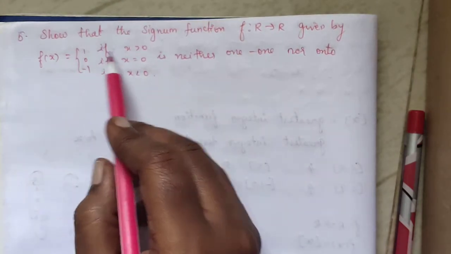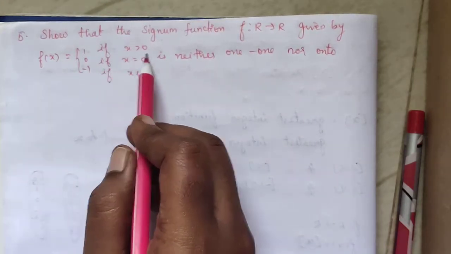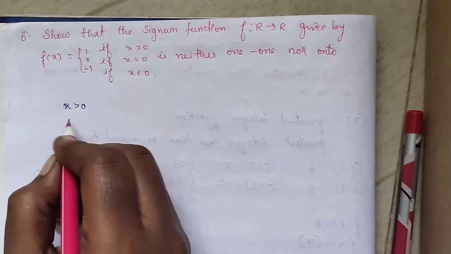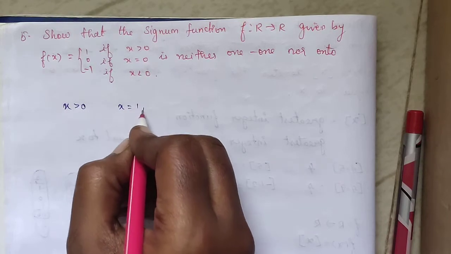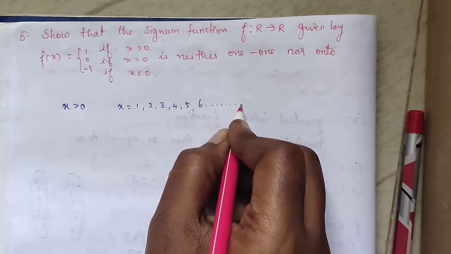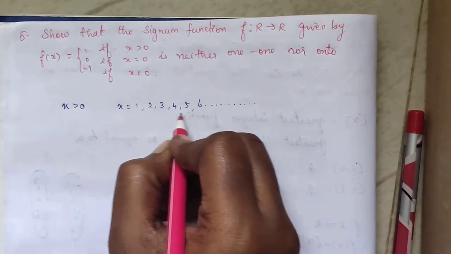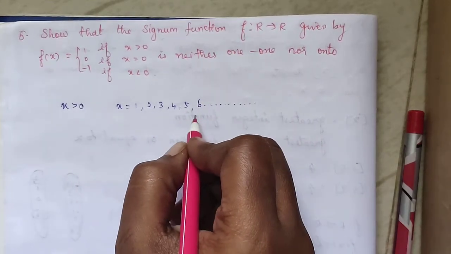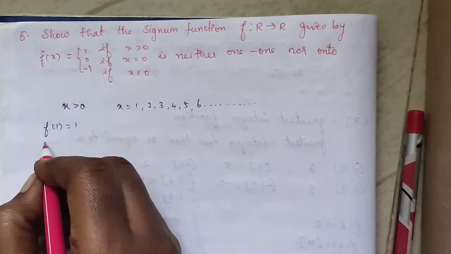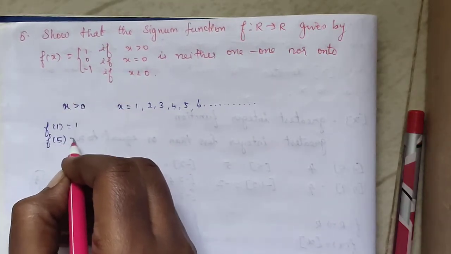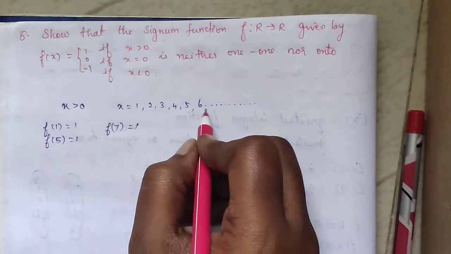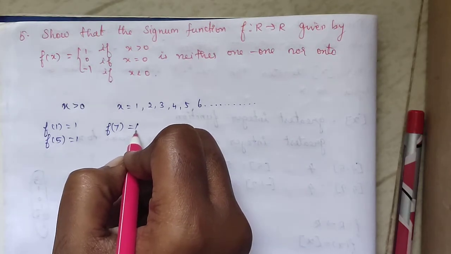Now see the question itself. In this function, x greater than 0 means x is equal to 1, 2, 3, 4, 5, 6, and it keeps on going. For all these numbers the value is equal to 1, that is f of 1 is equal to 1, f of 5 is equal to 1, f of 7 is equal to 1. For all the values it is 1 only.